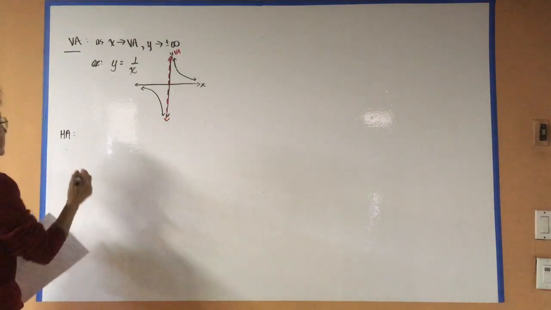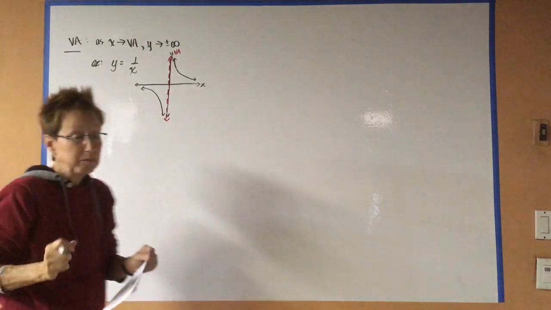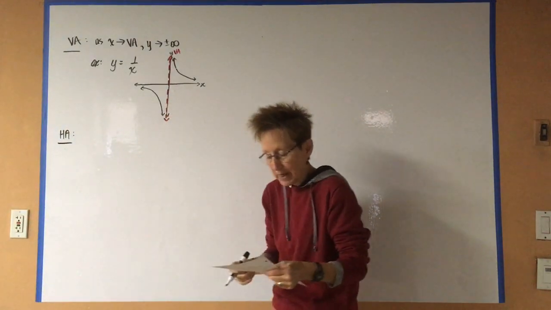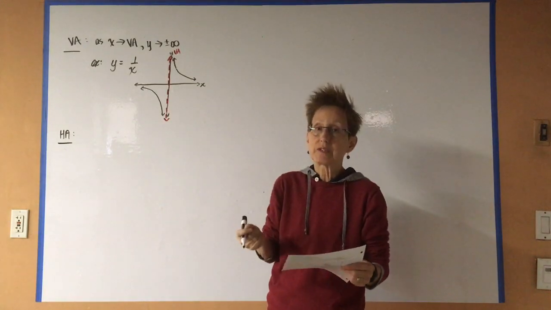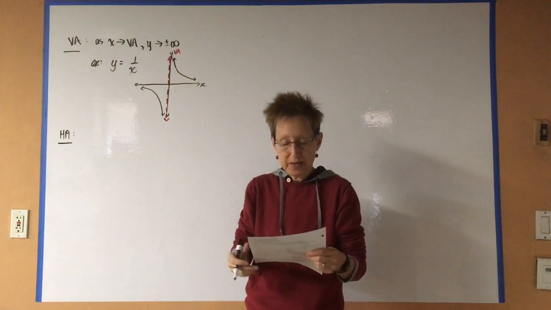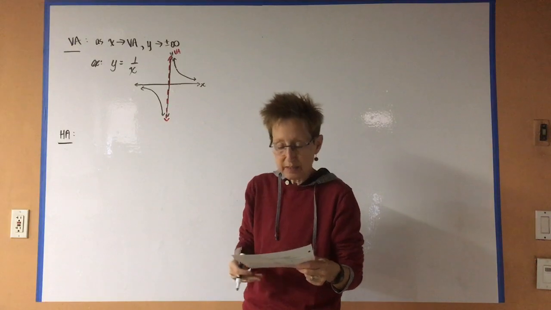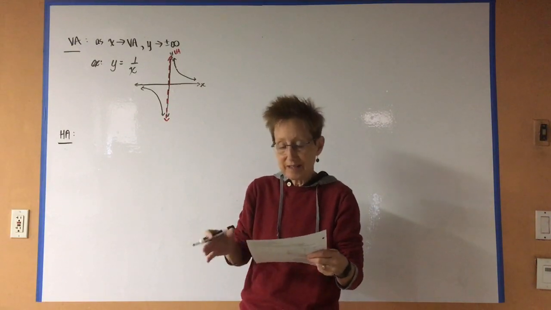So a horizontal asymptote I like to abbreviate with an HA. It's a horizontal line. And remember, horizontal lines are y equals a number. It's a horizontal line representing the value y can mostly never be.